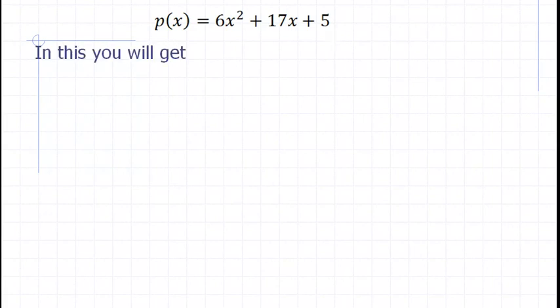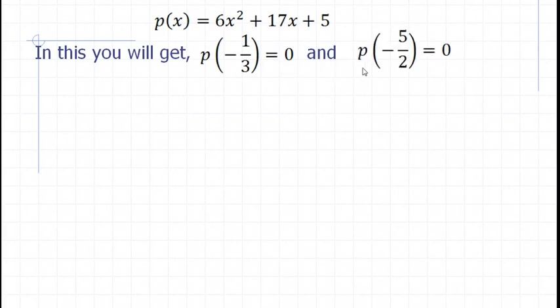In this you will get p of minus 1 upon 3 equals to 0. When you substitute it, you will get 0. And second is p of minus 5 by 2 is equals to 0. As you have learned, these two, how to find this, is equals to 0.